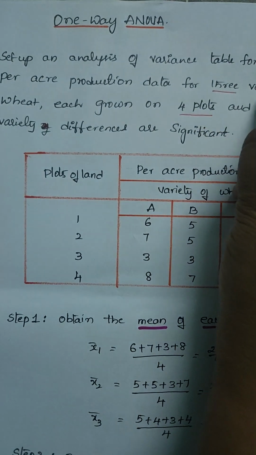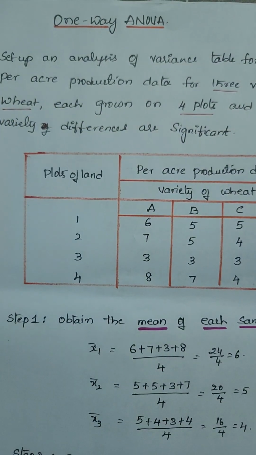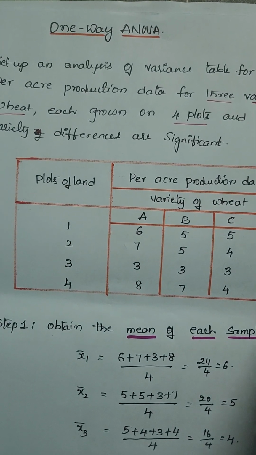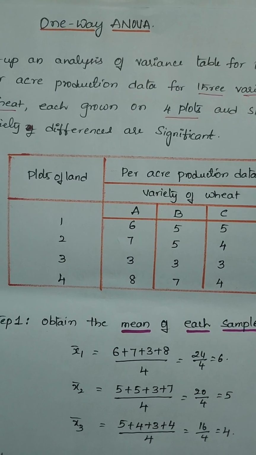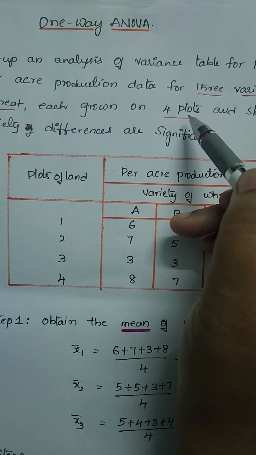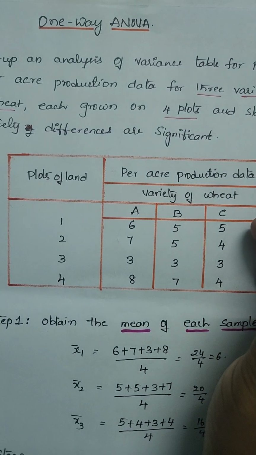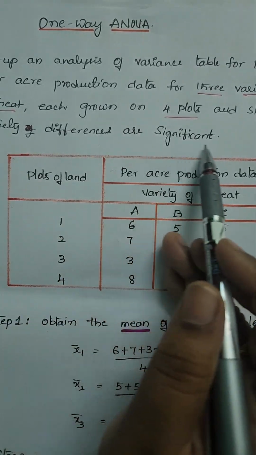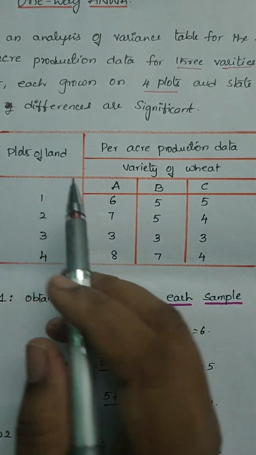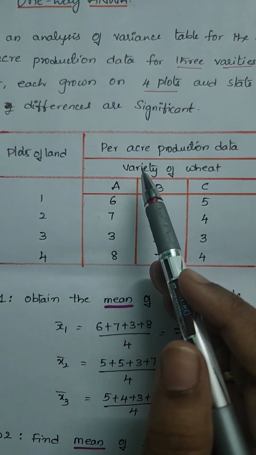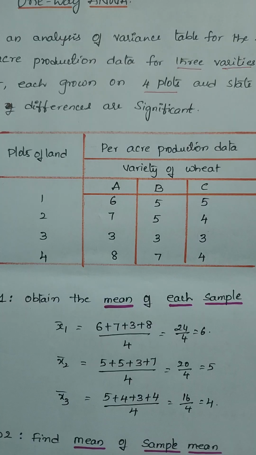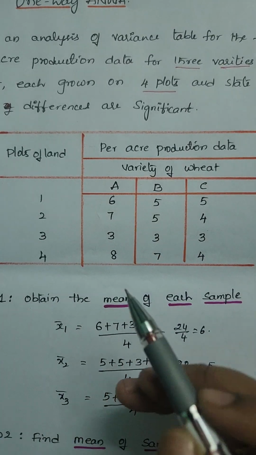So here we have 3 varieties of wheat and 4 plots. Here we are studying the effect of variety of wheat on the land. The question is, state if the variety difference is significant or not. So this is the given problem. Plots of land 1, 2, 3, 4, and per acre production for variety of wheat A, B, C.